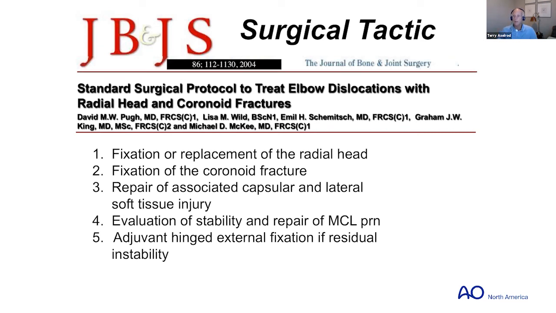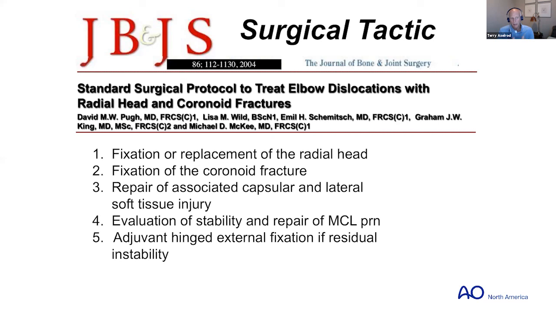Now, during this fireside webinar, we've gone through all of these, but this is a formalization of the steps. And so in this article, they go through the 5 steps. 1, fix or replace the radial head. 2, fix the coronoid fracture. And 3, repair the capsular and lateral soft tissue injury. So when we talk about fixing the coronoid fracture, we all know that that may just be a suture through the anterior capsule, a crack-out type of suture. We're not necessarily talking about putting screws in it or a buttress plate, although that does lend itself to it on the odd occasion.